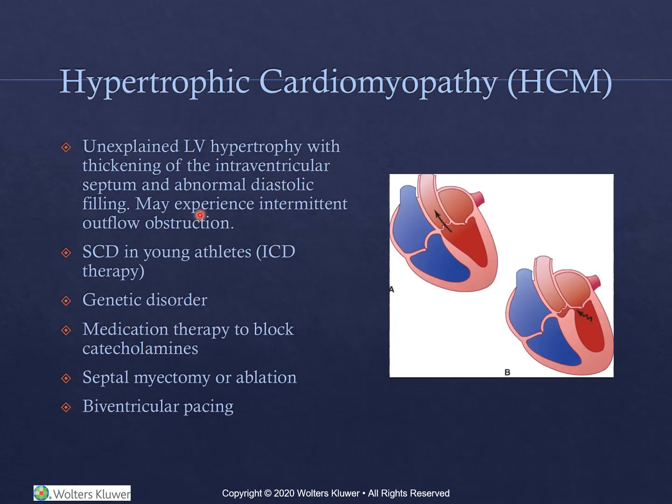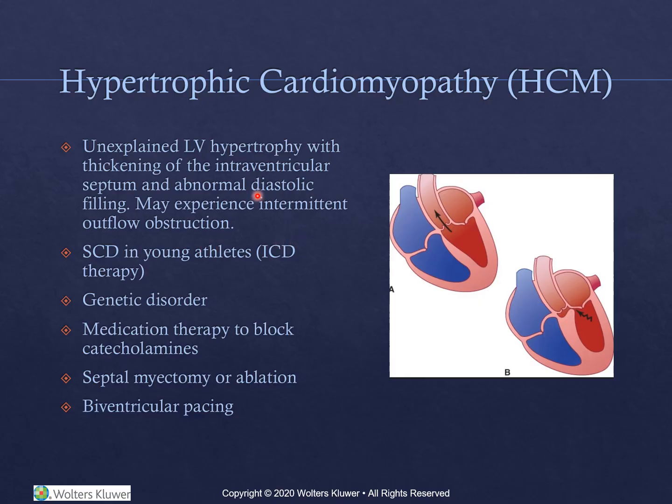So we're going to start with a type of cardiomyopathy called hypertrophic cardiomyopathy, or HCM. HCM is an unexplained left ventricular hypertrophy where we see this disproportionately large thickening of the intraventricular septum that also leads to a lot of abnormal filling. So you can see that in the picture here. The top one is a normal heart, and this is a hypertrophic cardiomyopathy heart with a really widened intraventricular septum. It's the divider between the left ventricle and the right ventricle. It becomes really thickened and enlarged in people with HCM.